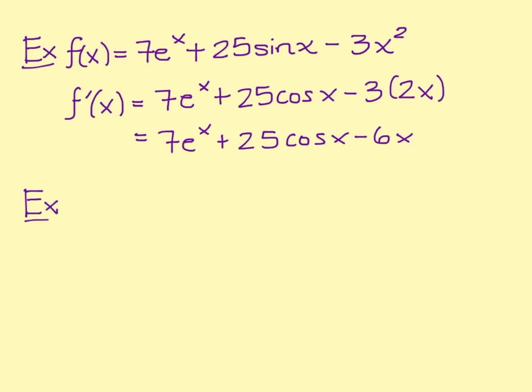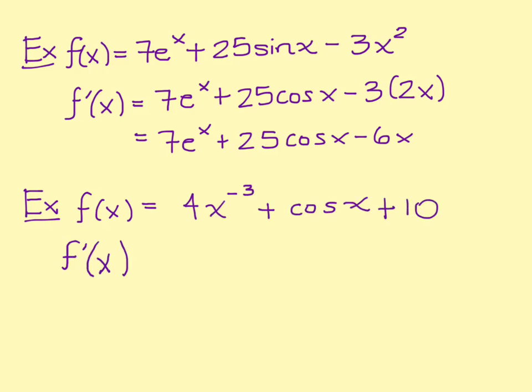Let's do another example. If f of x equals 4x to the negative 3 plus cosine x plus 10, taking this term by term, we'll get negative 12x to the negative 4. So I bring the exponent out front, leaving the 4 alone. Subtract 1 from the exponent, which will give me a negative 4 in the exponent. The derivative of cosine x is, remember, negative sine x. And the derivative of 10 is just 0 because 10 is a constant.